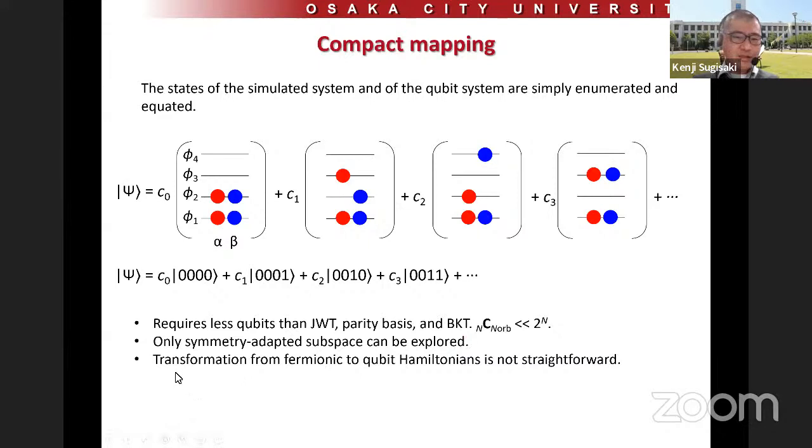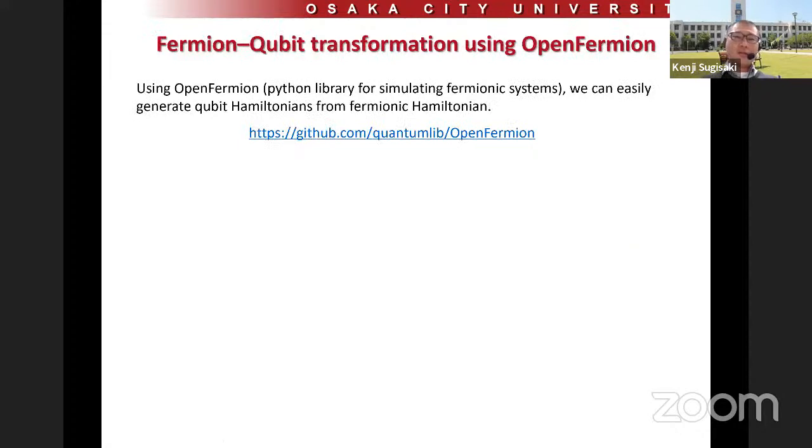But unfortunately, the transformation from Fermionic to qubit Hamiltonian is not straightforward. There are only a few applications based on the compact mapping, only for small molecules, such as hydrogen. So these Fermion-qubit transformations can be performed by using OpenFermion, which is a Python library for simulating Fermionic systems. By using OpenFermion, we can easily generate the qubit Hamiltonian from the Fermionic Hamiltonian.